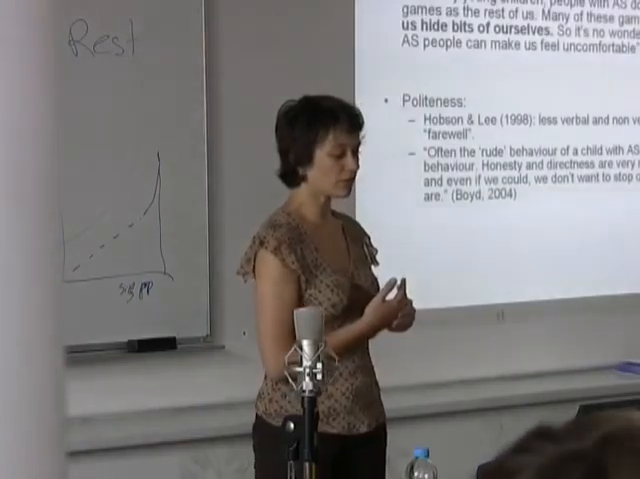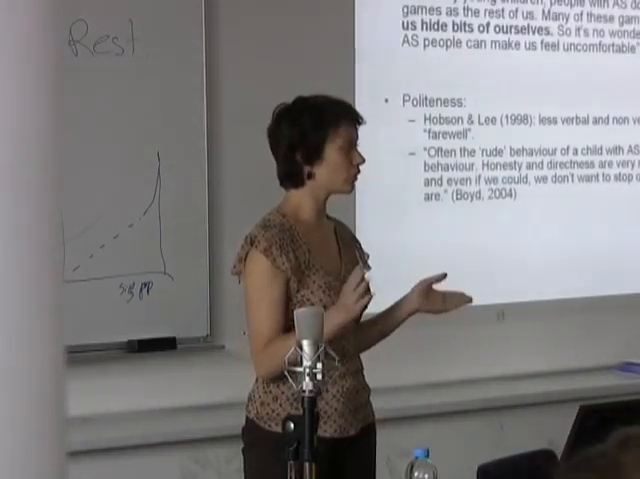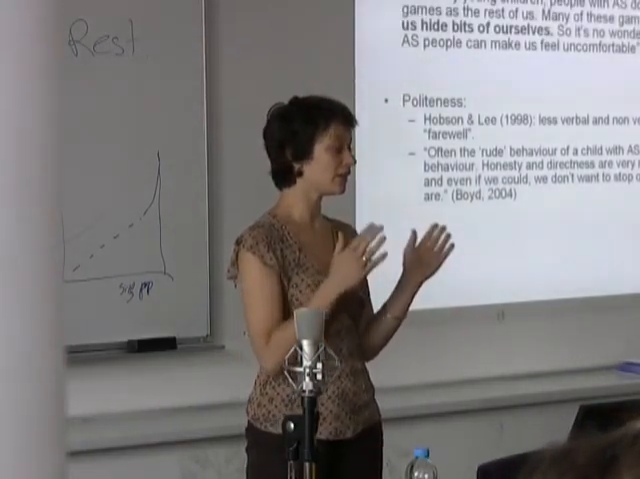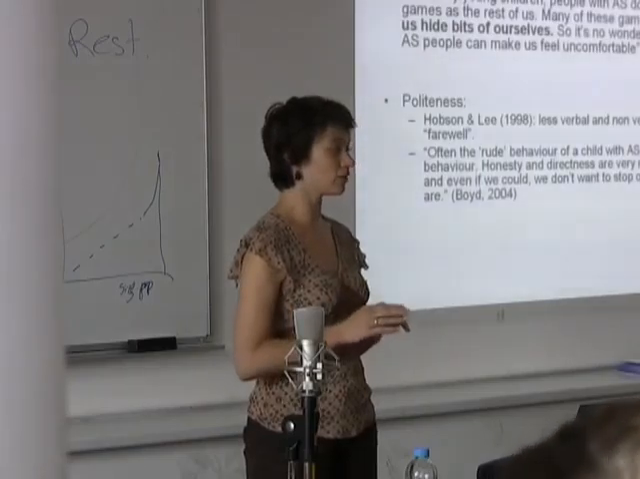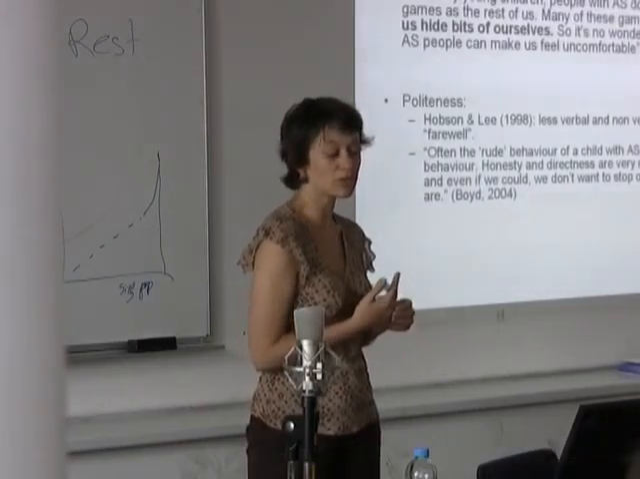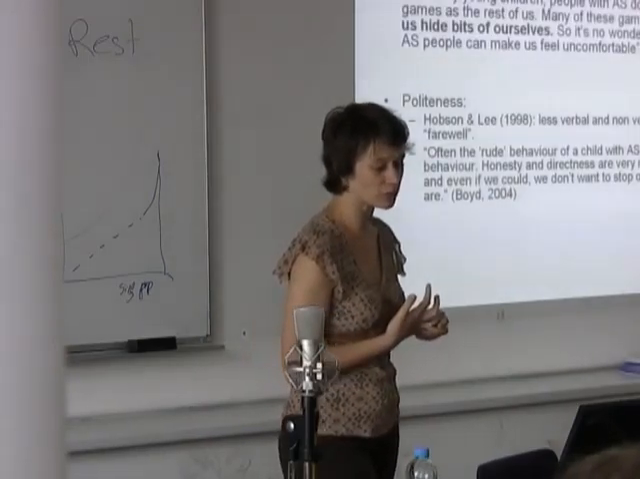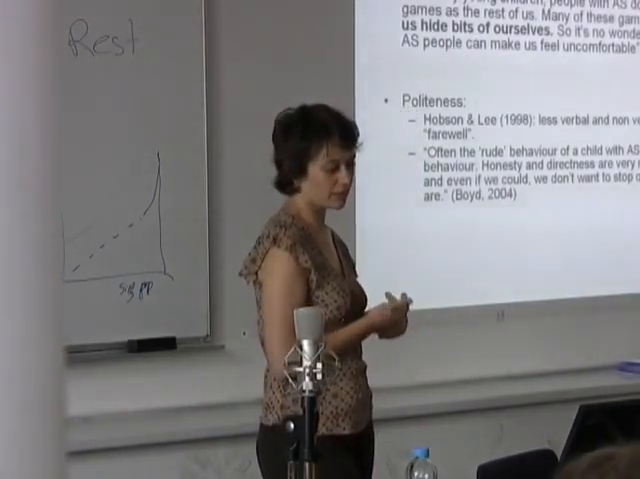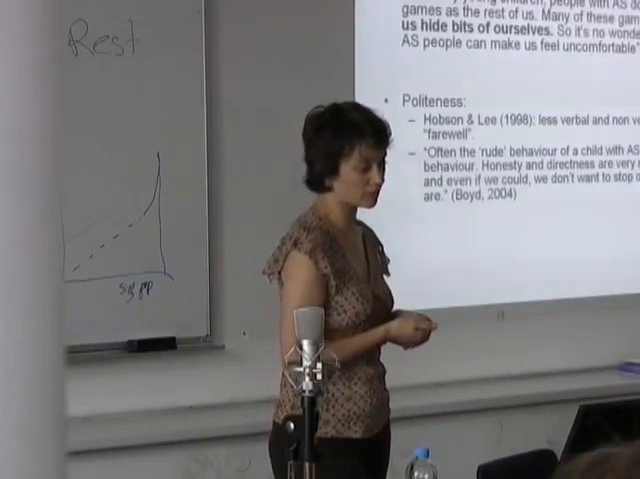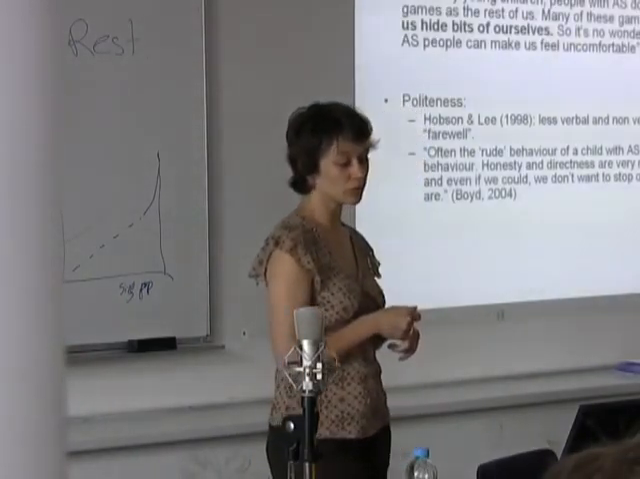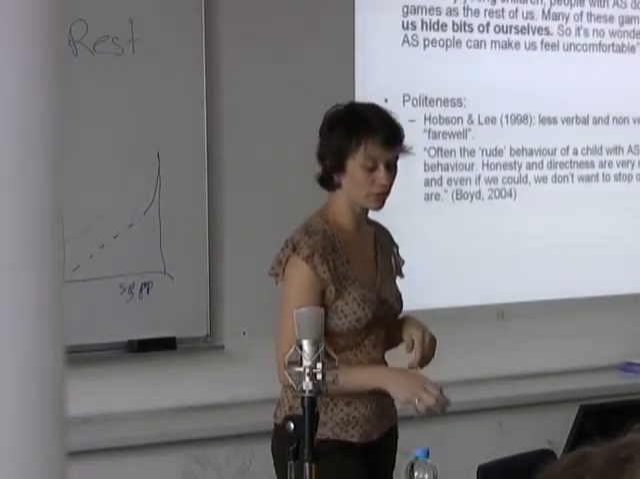She seems to be giving up. So on lots of issues, she says, here is how you can fix the problem. And on politeness, she gives up. She says, often the rude behavior of a child with AS is really just honest behavior. Honesty and directness are very much part of Asperger. And even if we could, we don't want to stop our children being who they are.